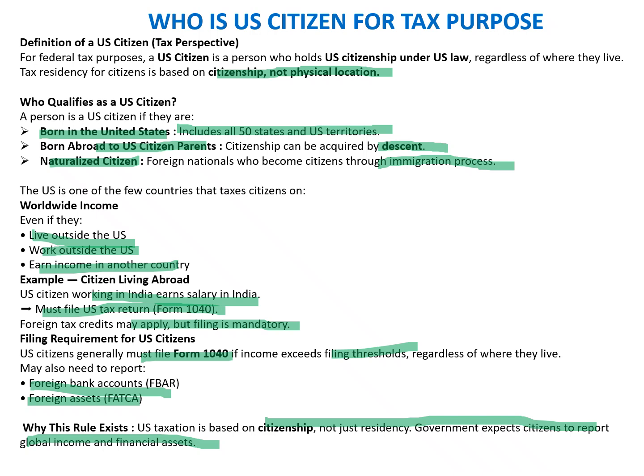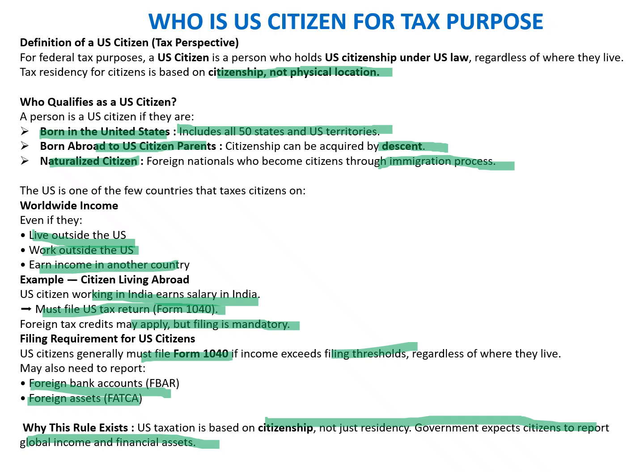And the third category is the naturalized citizen, whereby the person becomes a citizen of the US through the immigration process after obtaining the green card and staying in the US for a certain number of years. He can then become a US citizen by filing the necessary immigration papers.